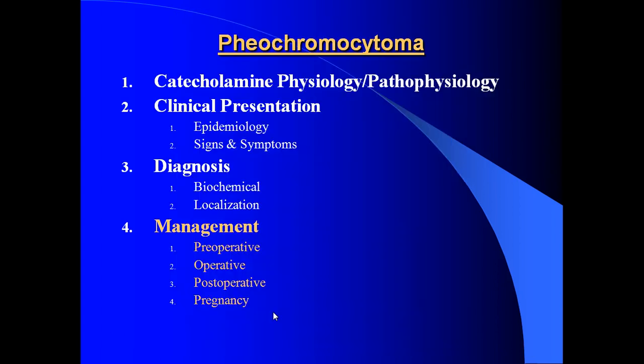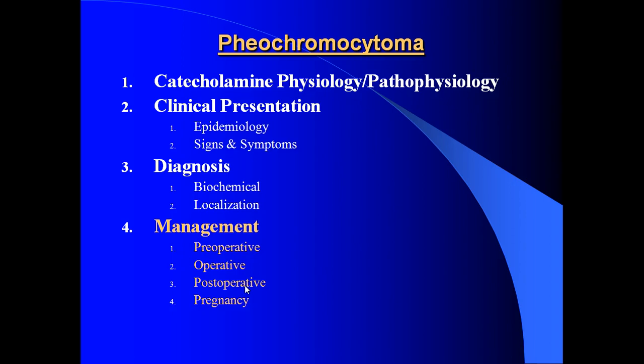So now comes the management. We have preoperative, operative, postoperative. So what is the management of these patients? They have to go through the surgical resection. The tumor has to be removed. So before the operation, during the operation and after the operation. The main problem with these patients is their hypertension. You need to control the hypertension.